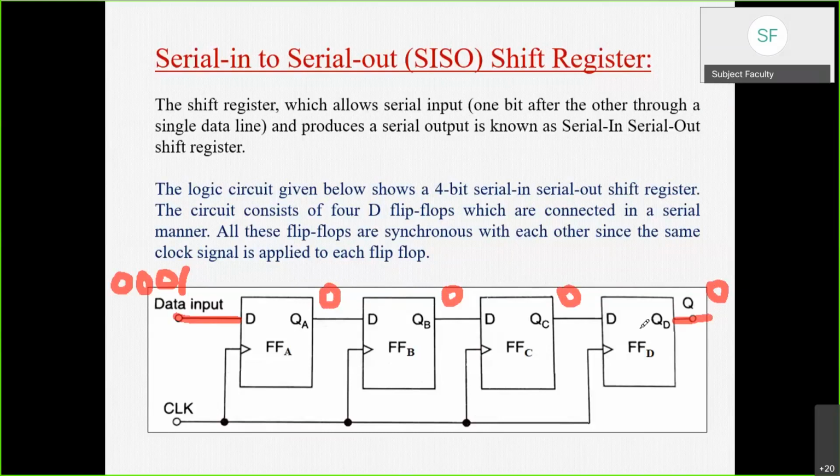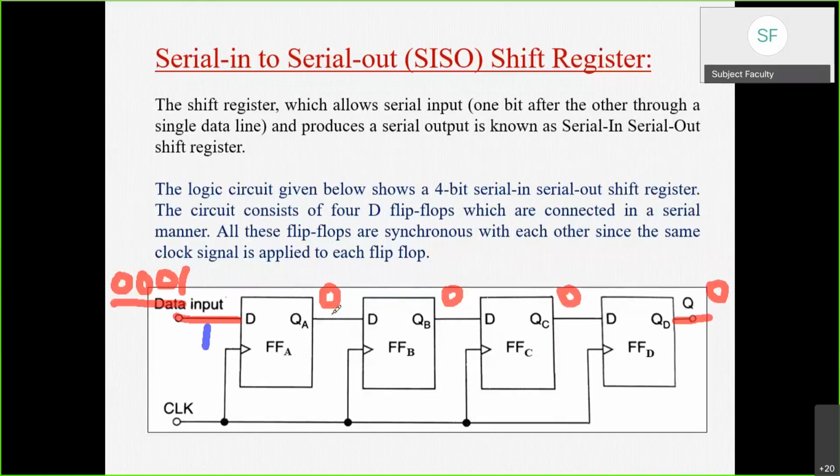That means the sequence is 0, 0, 0, 0. Now, these data bits will be transmitted through this register one by one. The LSB will transmit first, and for this sequence the LSB is 1. So now 1 will be given at the input of the first flip-flop. The input D of the first flip-flop is now 1, because the data bits will be transmitted one by one.